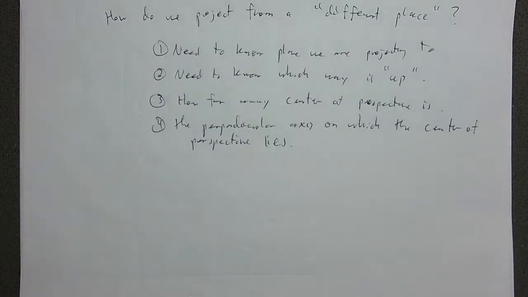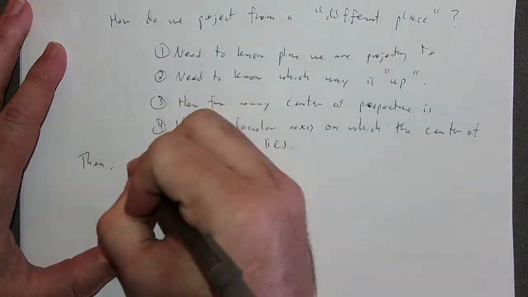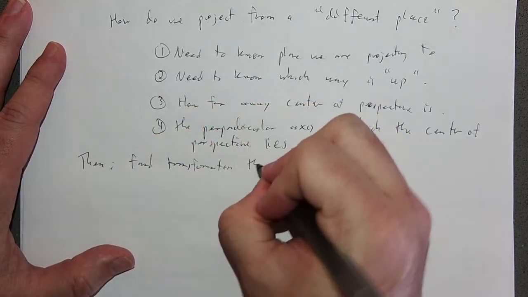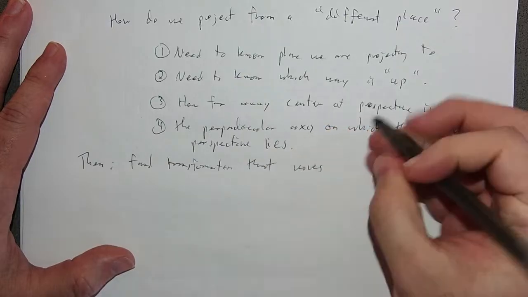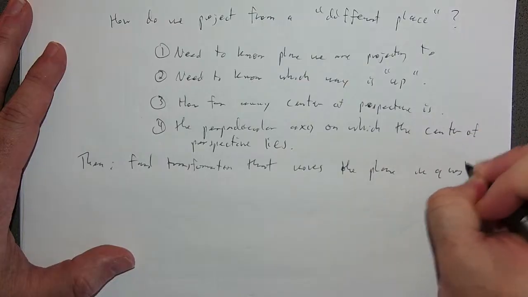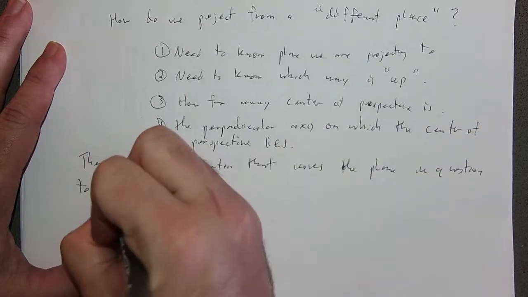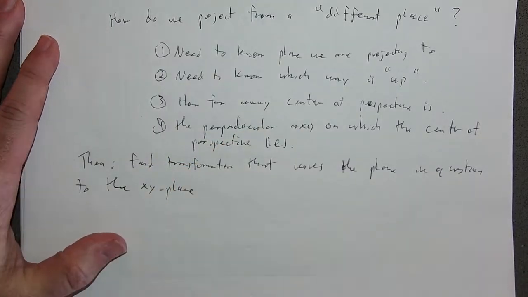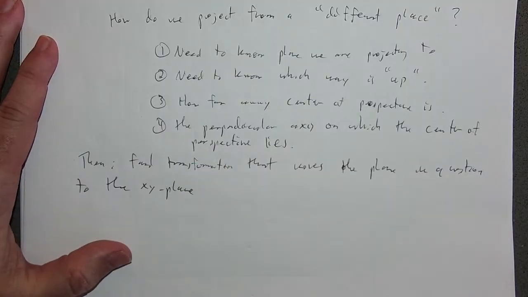Then what would I do once I know all of this? Once I know all of this, what can I do? Then find a transformation that moves the plane in question to the xy plane, right? Puts the axis in question along the positive z-axis.